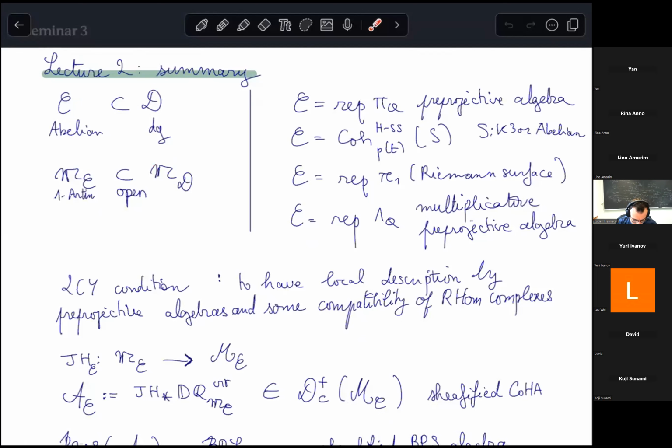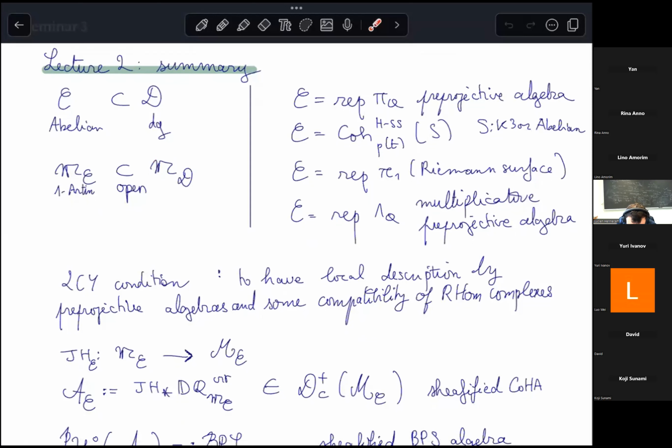I'm not recording any of the assumptions we had, but it's an open substack. And I described some examples. If you want, just keep one in mind for the rest of this talk. Maybe the most important one is when C is a category of finite dimensional representations of some pre-projective algebra. The pre-projective algebra is some algebra one can associate to a quiver. I'm not going to recall the definition, but it's a quotient of a path algebra.